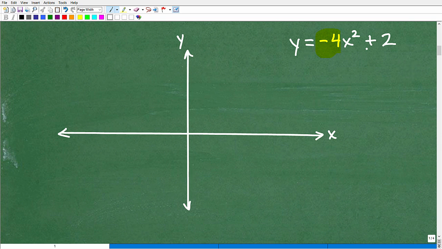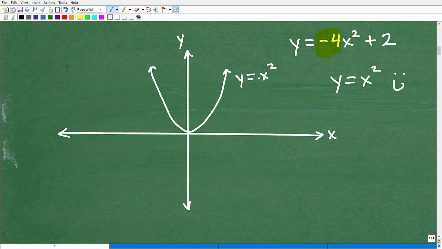And the way I'm going to teach you how to sketch this is we're going to first start off with the graph y equals x squared, the most basic parabola you can graph. So y equals x squared is a happy parabola, and that would look something like this. Now, as soon as I throw a negative sign in front of that x squared, if I wanted to sketch out another parabola, the parabola would just flip.